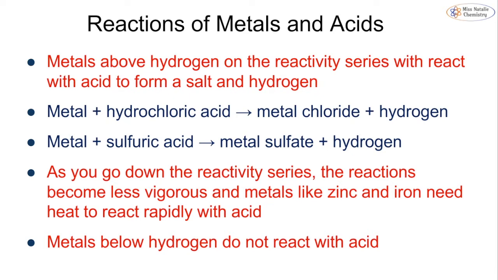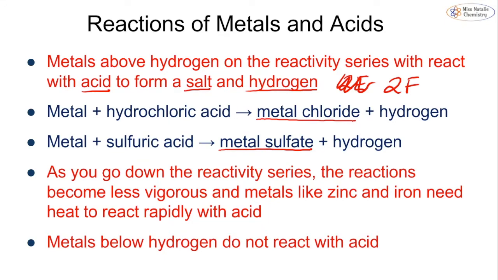Again, any metals above hydrogen can react with acid, and they will form a salt plus hydrogen. So this is an example of a neutralization reaction as well, because we're making a salt, and we have covered this in topic 2F. So if we have a metal plus hydrochloric acid, we're going to form a metal chloride and hydrogen. If it is a metal and sulfuric acid, you'll form a metal sulfate.